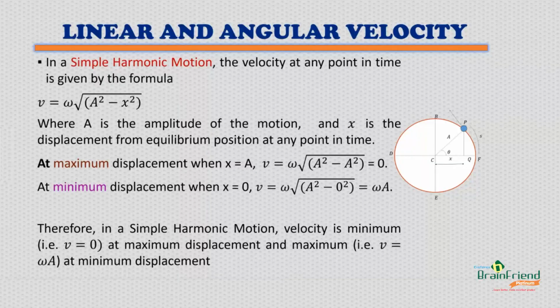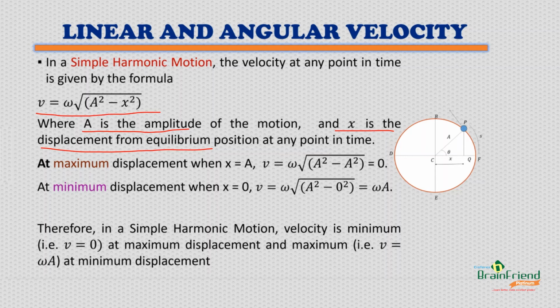Now, before we go on to solve the last example for this class, I would like you to note the following about linear velocity in simple harmonic motion. In a simple harmonic motion, the linear velocity at any point is given by the formula v equal to omega square root of A squared minus s squared, where A is the amplitude of the motion and s is the displacement from equilibrium at any point in time.